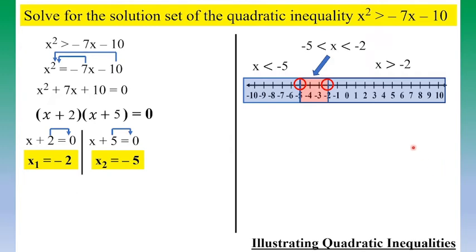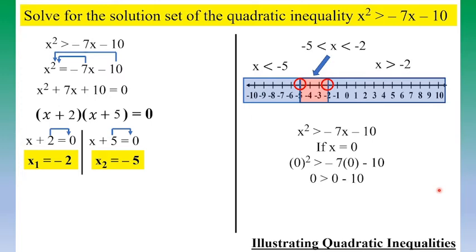Then, to find which of these two is our true solution, we go back to the original given, x squared is greater than negative 7x minus 10. We're going to substitute 0 first. So we have 0 squared is greater than negative 7 times 0 minus 10. 0 times 0 is 0. Then 7 times 0 is 0. 0 minus 10 is negative 10.